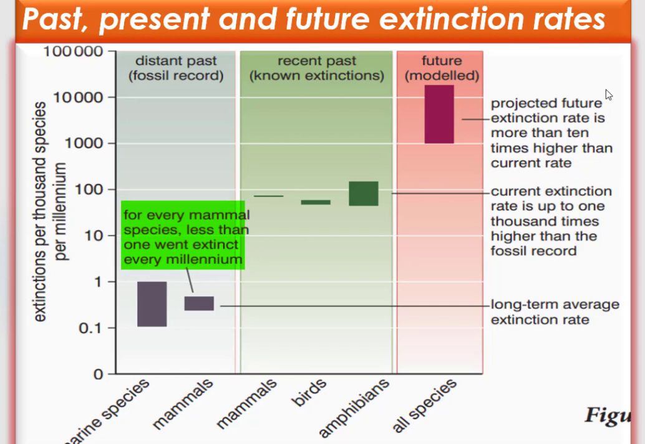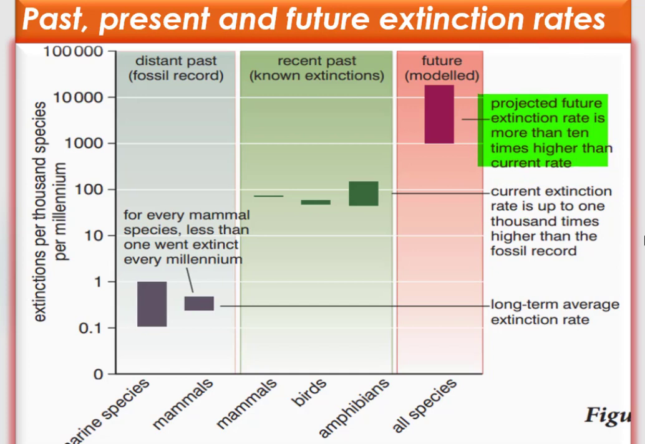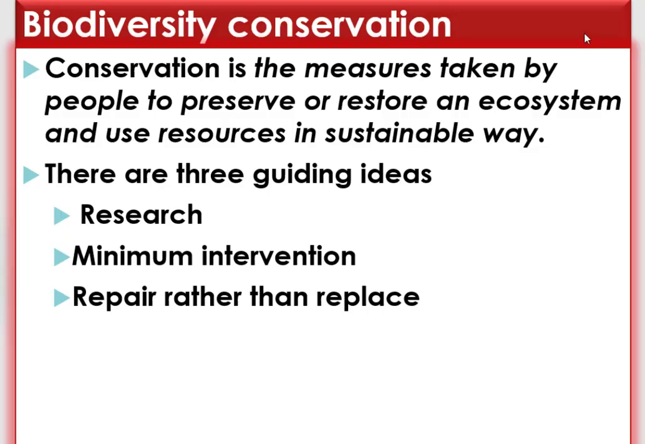When we see the current extinction rate, it is up to 1000 times higher than the fossil records. And when we see the projected future extinction rate, it is more than 10 times higher than the current rate of extinction. If biodiversity extinction continued at this pace, no life would remain on Earth in the distant future. Previously, we studied past, recent, and future rates of biodiversity decline.